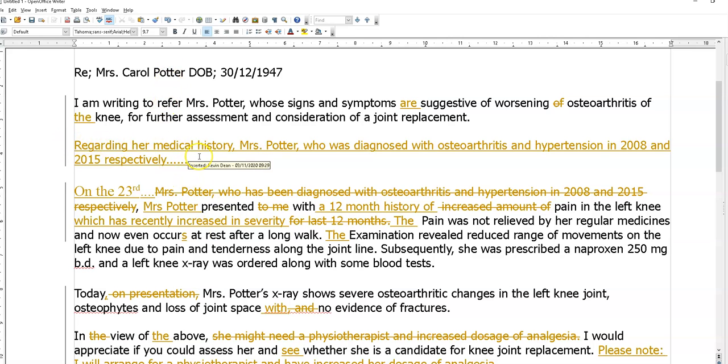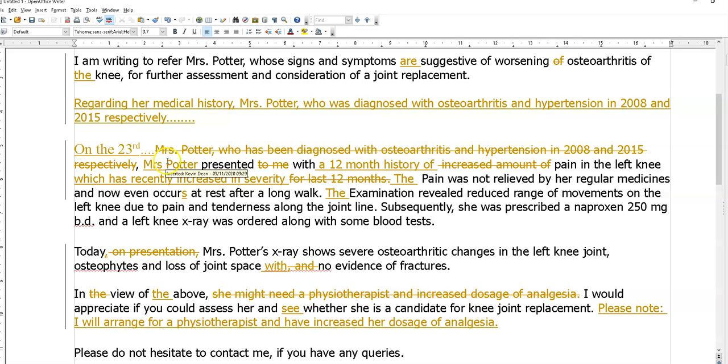I will put the history there. Okay, so she's had this in 2000. Hypertension, I don't know if we really need that, but certainly the osteoarthritis was part. So I put that there. Okay, so you want me to assess her, see if she needs a joint replacement. She had osteoarthritis 2008. She came on the 23rd, yesterday. She's got a 12-month history of pain, but it's recently increased in severity. Okay. Not relieved by her meds.